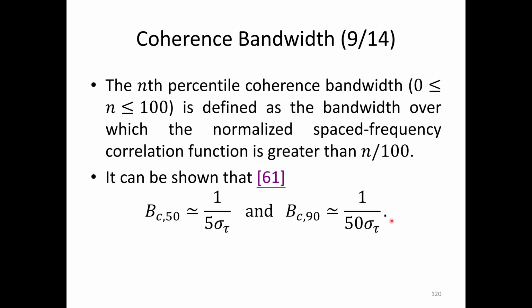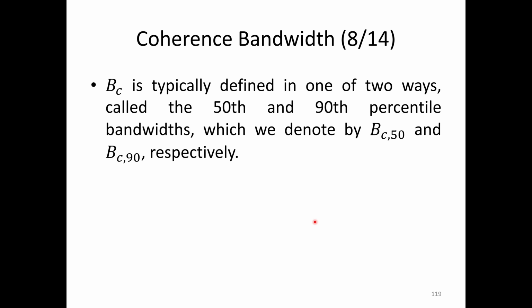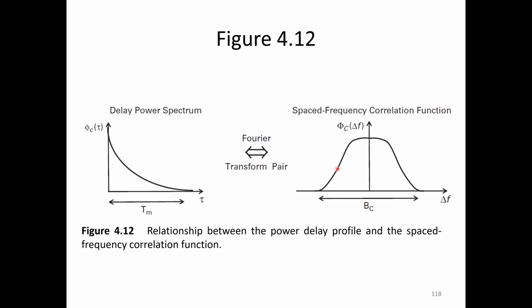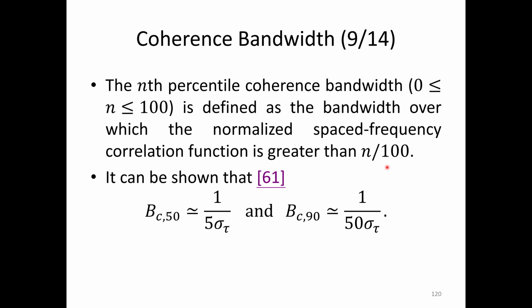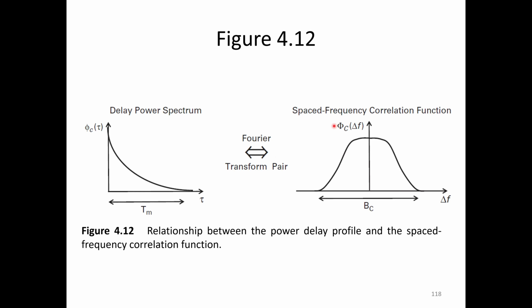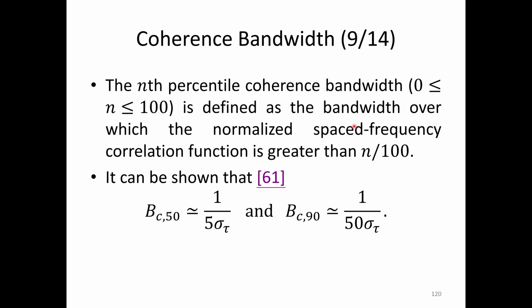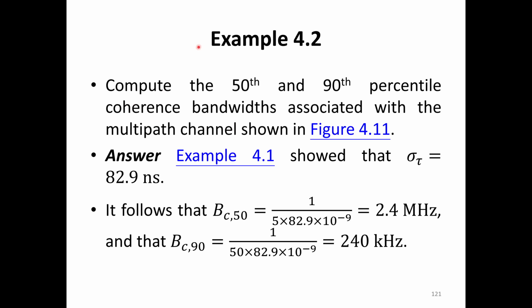And you can see that BC50 is equal to 10 times BC90. We can use this figure to illustrate it. For example, I cannot use this, because it is not normalized. Forget it. Let us see example 4.2.